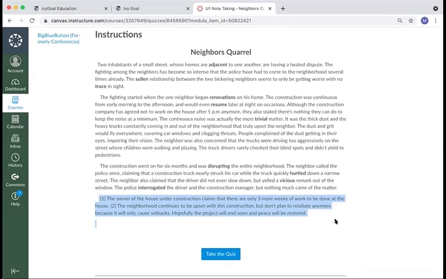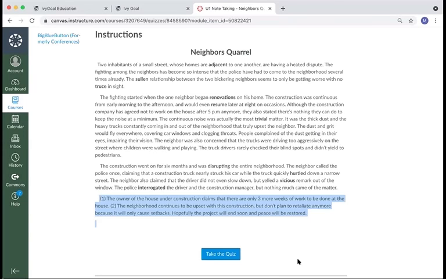The owner of the house under construction claims that there are only 3 more weeks of work to be done at the house. The neighborhood continues to be upset with this construction, but doesn't plan to retaliate anymore because it will only cause setbacks. Hopefully, the project will end soon and peace will be restored.